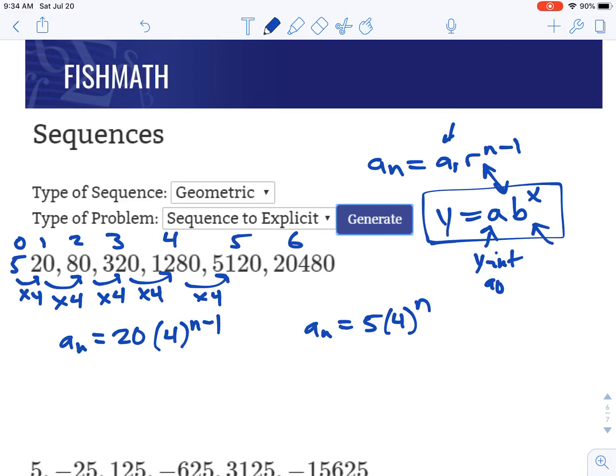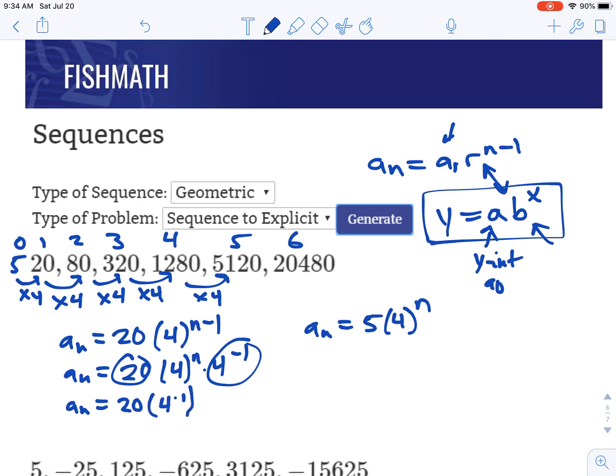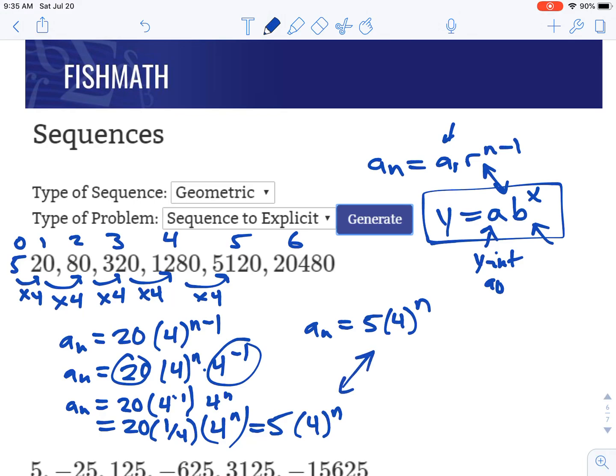These are both equivalent because you could rearrange the first one by doing 20 times 4 to the n times 4 to the negative 1, and then multiplying 20 times 4 to the negative 1 using your commutative property. You can do those two first and then do 4 to the n later. This would be 20 times 1 over 4 times 4 to the n, which is 5 times 4 to the n. So it's all exactly the same thing. Either way, whatever makes more sense to you, use that because they are going to be equivalent.